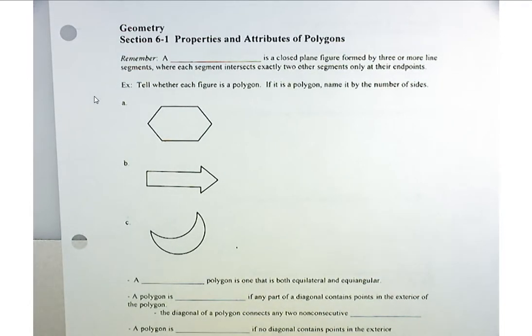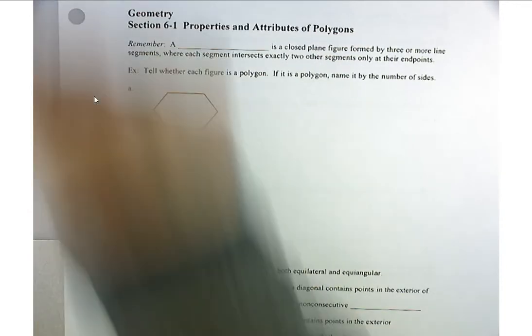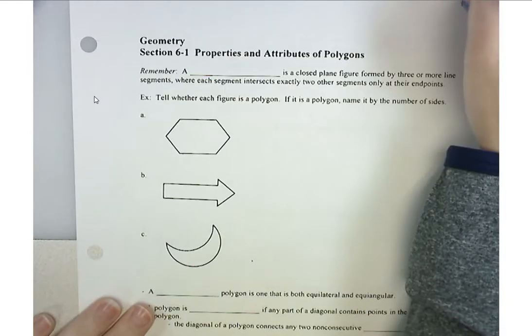Talking about properties and attributes of polygons. And you might find you know a few of the things we're talking about today already. So first, we are going to define a polygon.